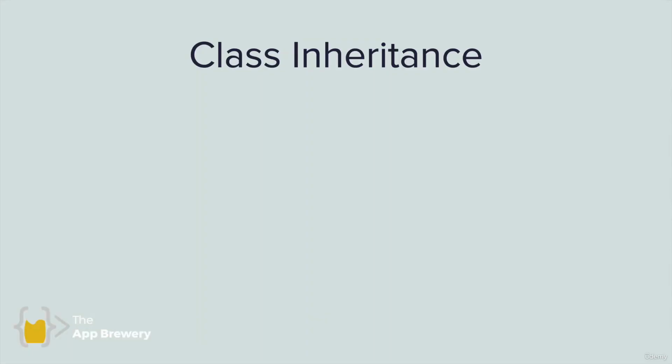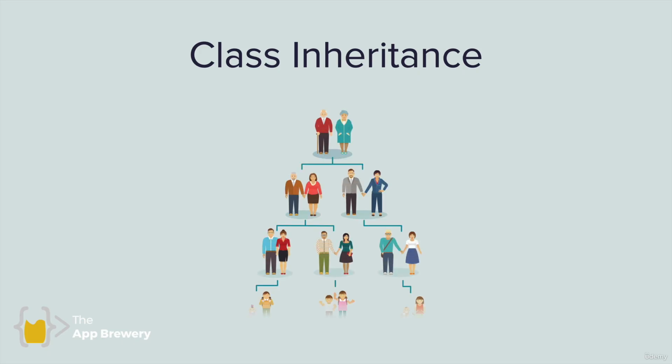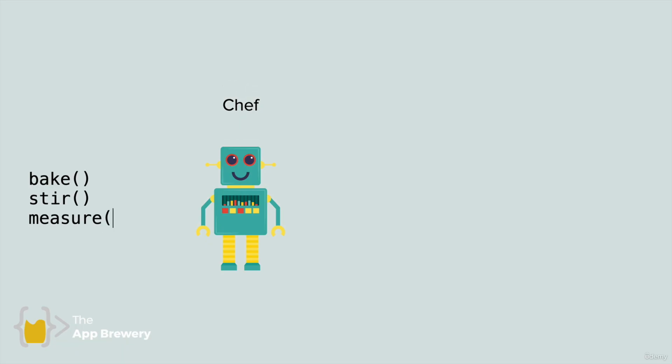Let's talk about another feature of object-oriented programming that's really handy, and it's something that we call class inheritance. How does this work? Well, let's say that you code up a robot chef and you give it a bunch of functionality, like you tell it how to bake, how to stir, how to measure, and then at some point you decide, actually, in my restaurant I also need a pastry chef. Now, this pastry chef will need to know some of the things that a chef knows how to do, but it also needs something extra.